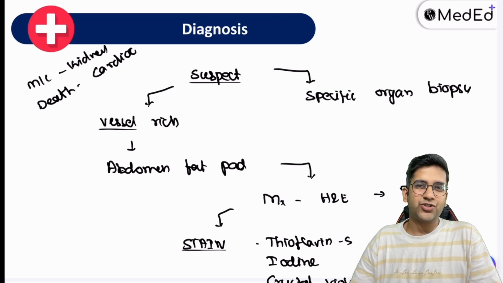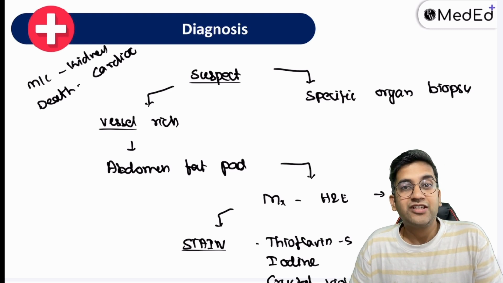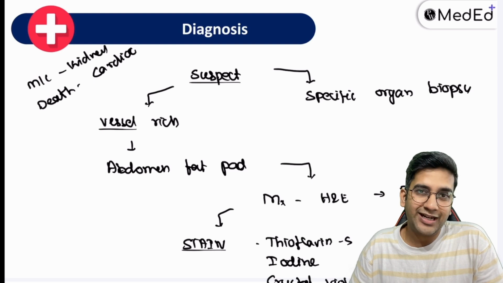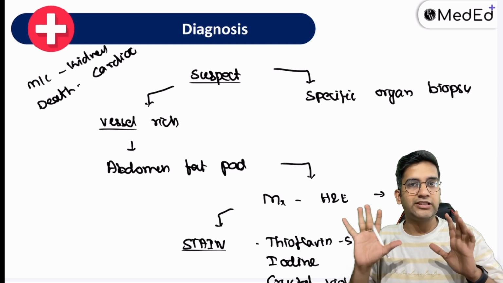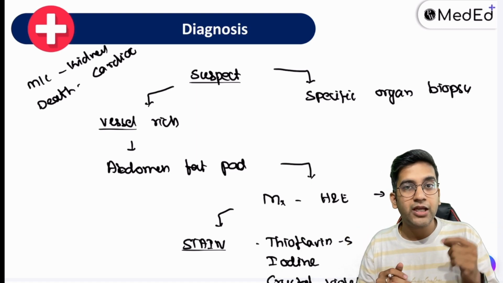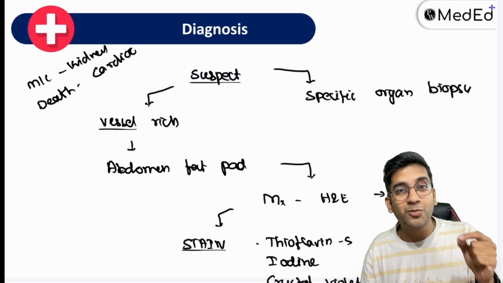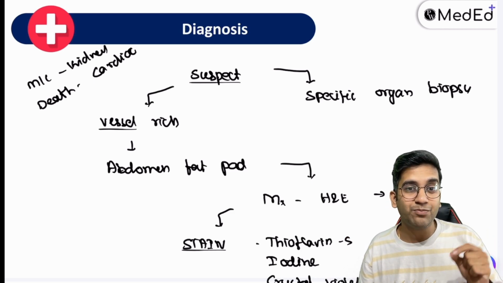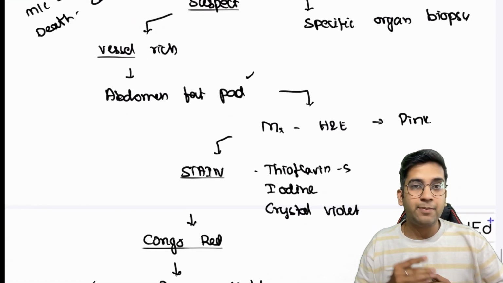Let's say you suspect a case of amyloid. So what do I do? If it's a renal amyloidosis, take the biopsy of that particular organ. If I don't know, suspecting generally amyloidosis, take any biopsy of a vessel-rich structure, because amyloid always deposits in the perivascular space. That's why it's important, right? That's why abdominal fat pad is preferred.